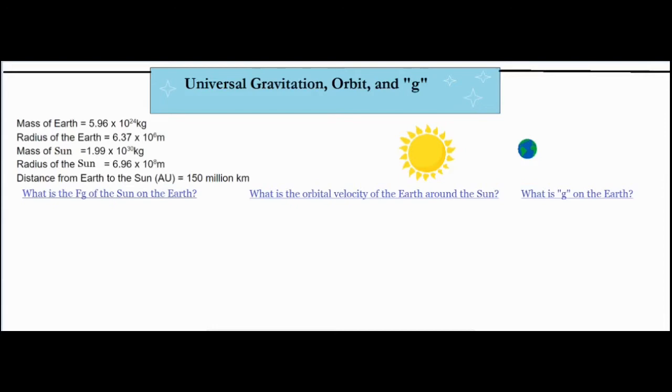So let's go ahead and start out. What is the force of gravity of the sun on the Earth, which is the same force of gravity of the Earth on the sun, because every force has an equal and opposite force. In order to solve that, we're going to be using Newton's universal law of gravitation, which is the force of gravity equals the constant G times each of the masses over the radius squared, which is just the distance between the center of gravity from the sun to the Earth.